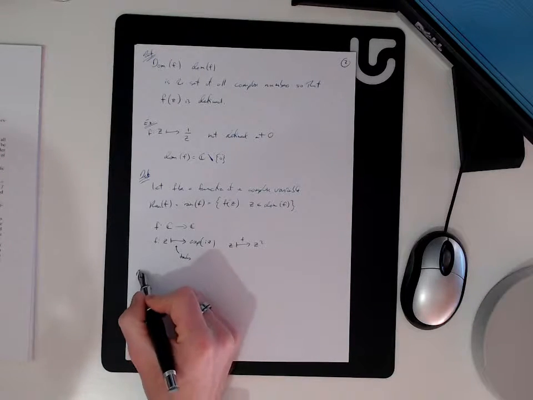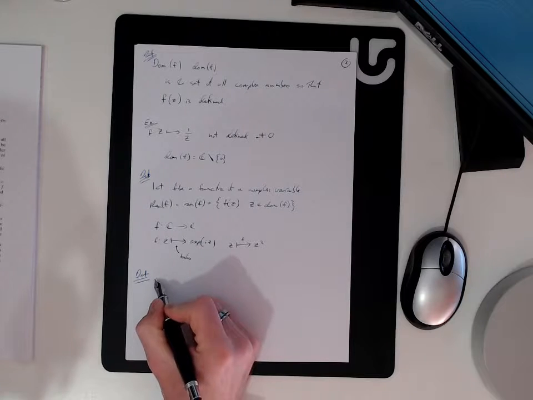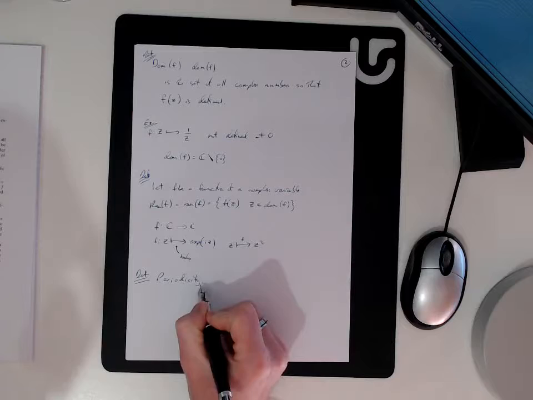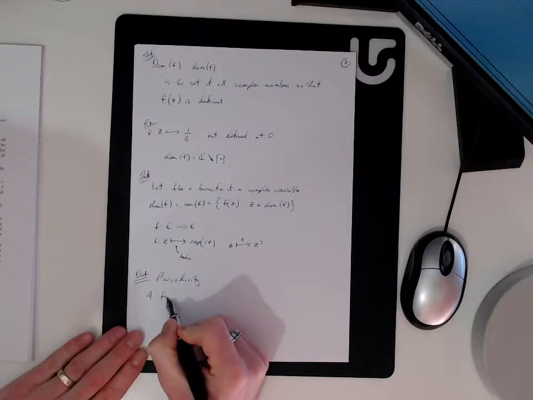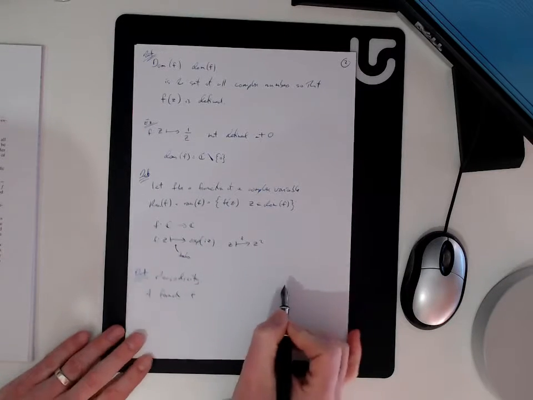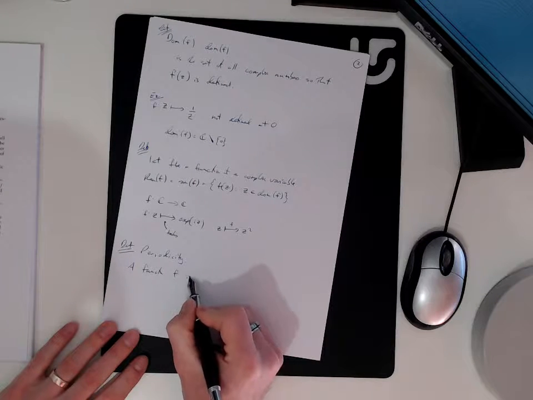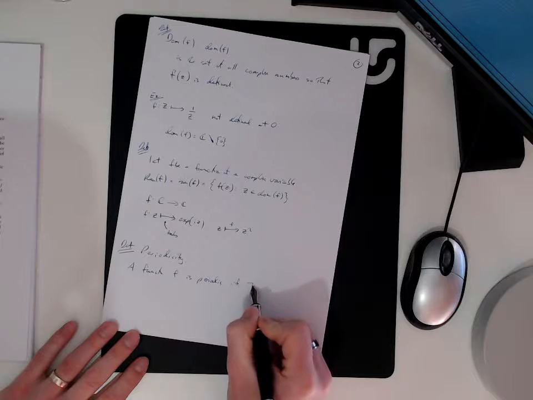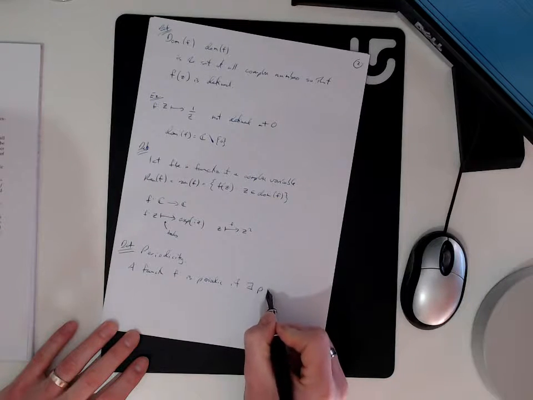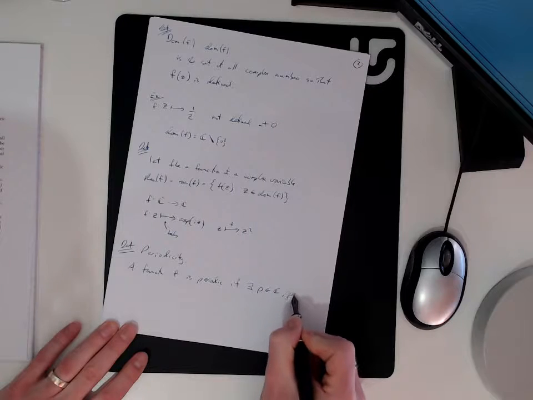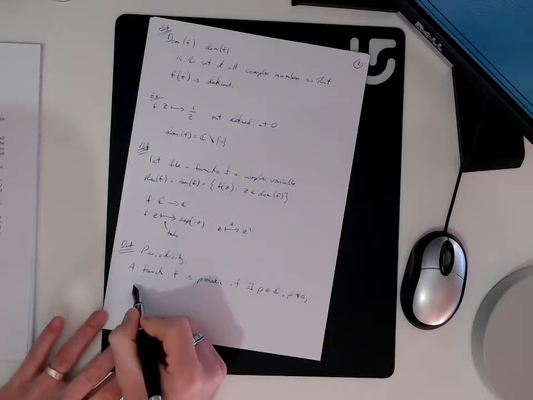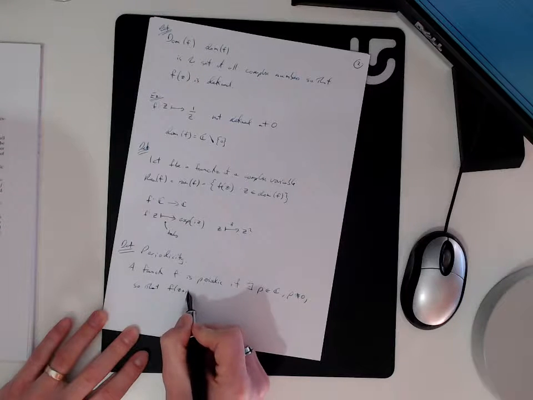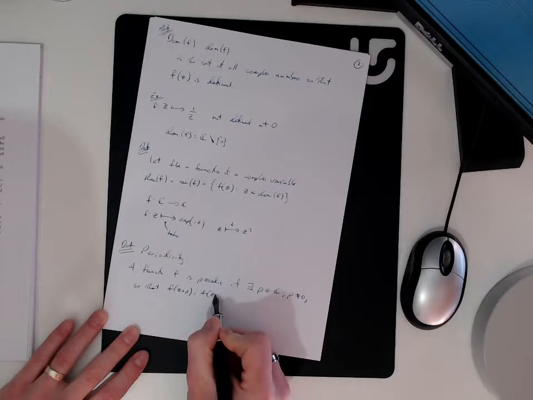That's all. You have seen periodic functions. Periodicity. A function f of a complex variable is periodic if there exists p, an element of the complex numbers, p has to be non-zero, so that f of z plus p is equal to f of z.